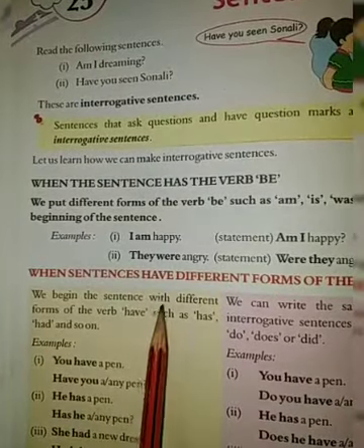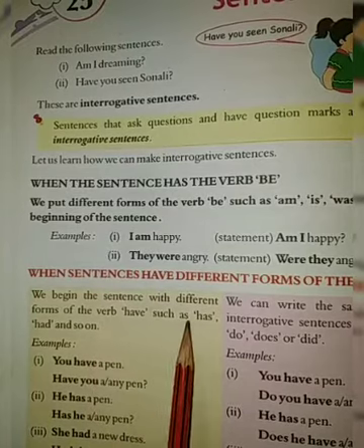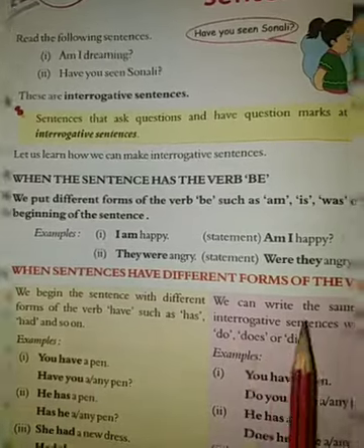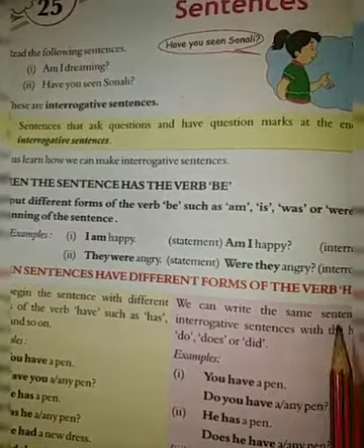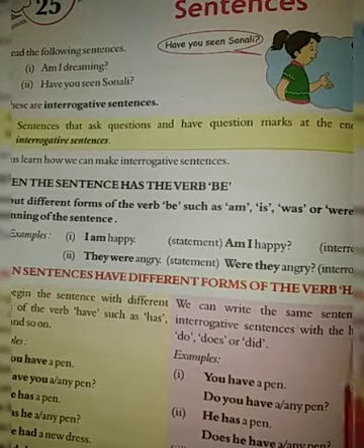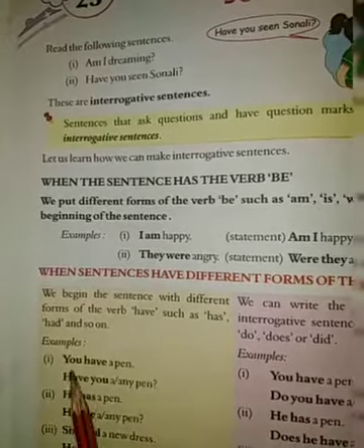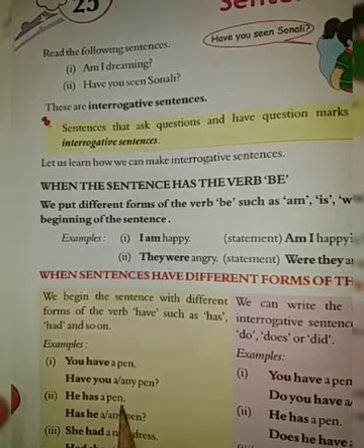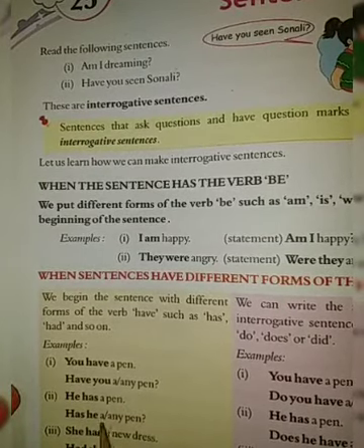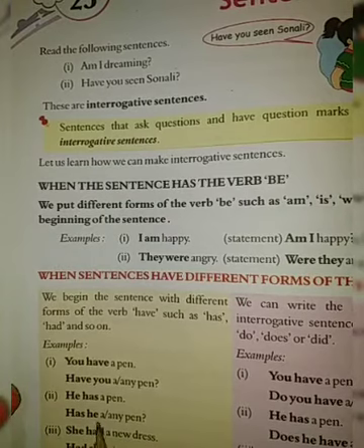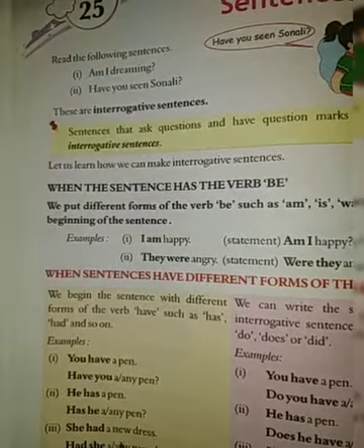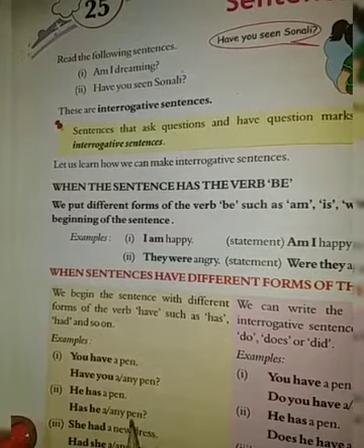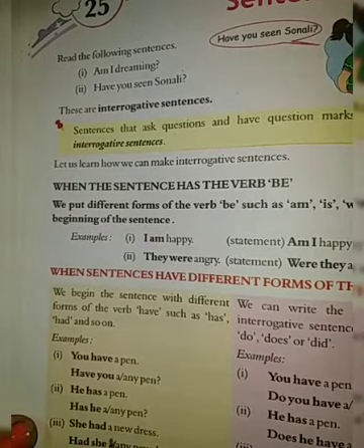Interrogative. When sentences have a different form of the verb have, we begin the sentence with a different form of the verb have, such as has, had and so on. We can write the same sentences as interrogative sentences with the help of do, does or did. You have a pen. Have you any pen? Or have you a pen? He has a pen. Has he a pen or has he any pen?